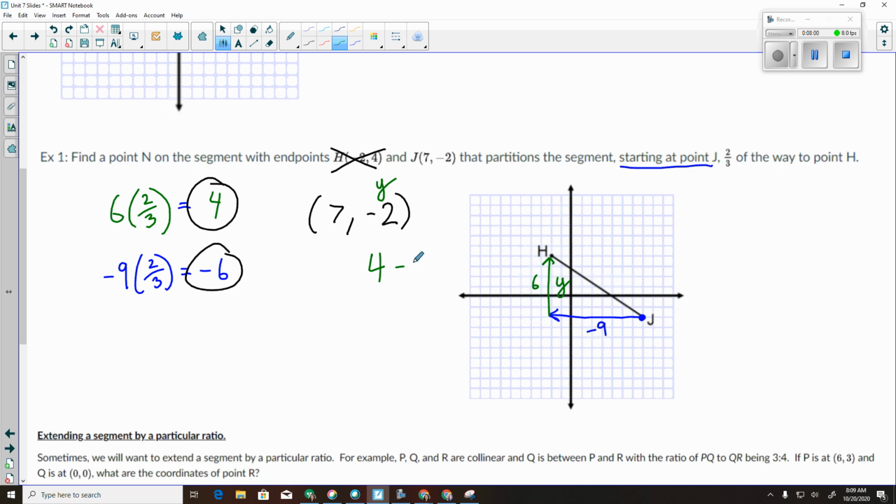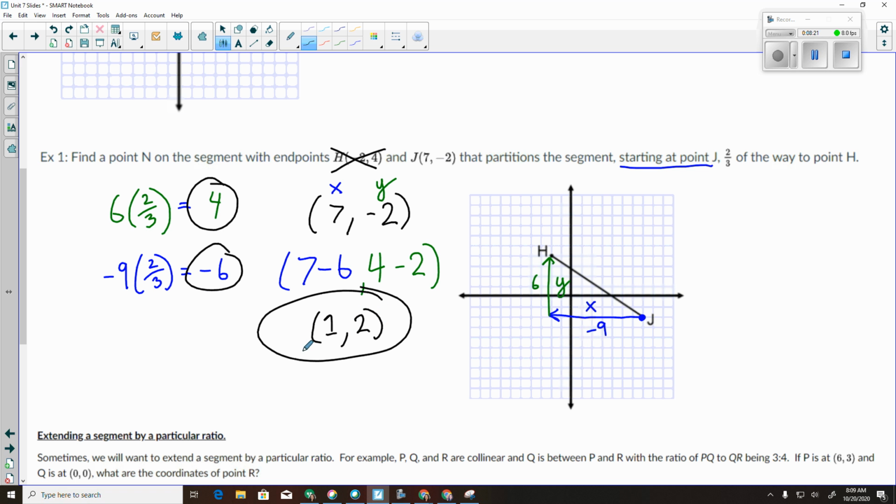So 4 minus 2. And then the -6 is going to combine with the 7. That was my x value, and the x is the first number that I have here. So I'll do 7 minus 6. All right, well, 7 minus 6 is 1, and then 4 minus 2 is 2. So that is the coordinate point where the magic is happening. So at 1, so that's 1 there, and then up to 2, that point right there would be 2/3 of the way from J to H, okay? So 1, 2 would be your answer.